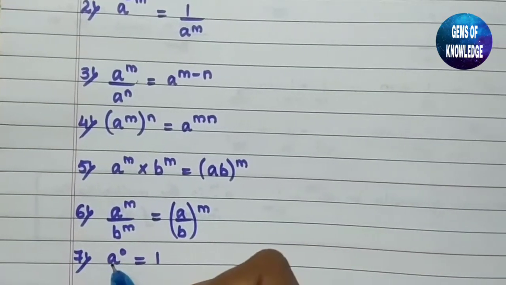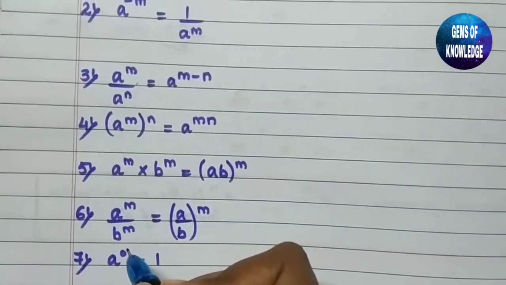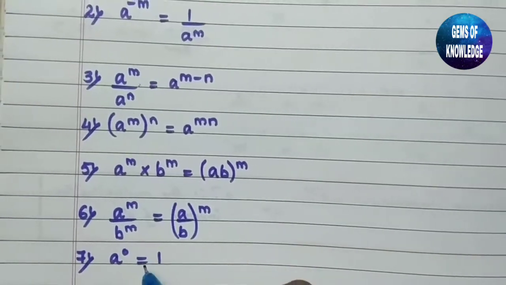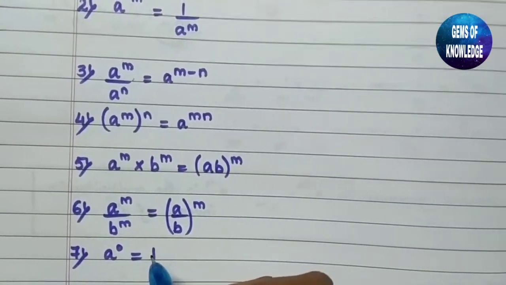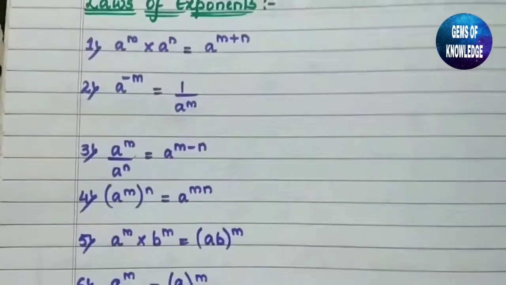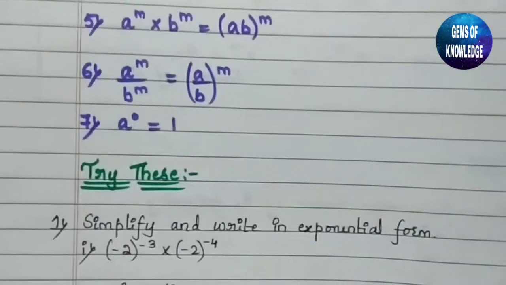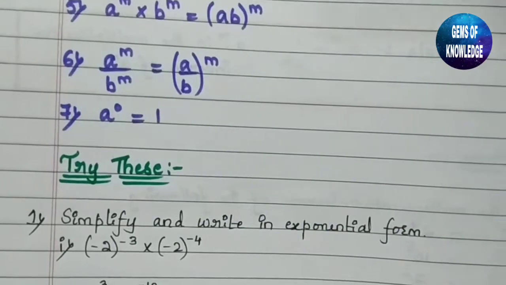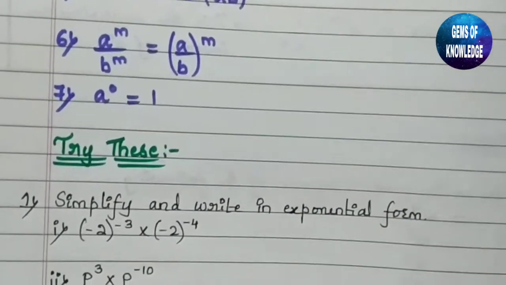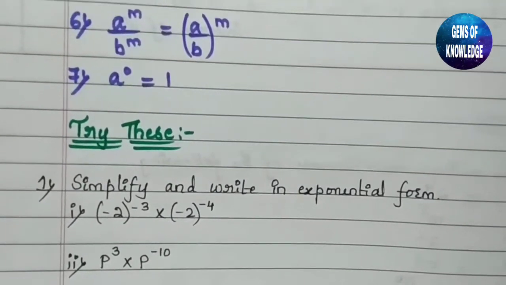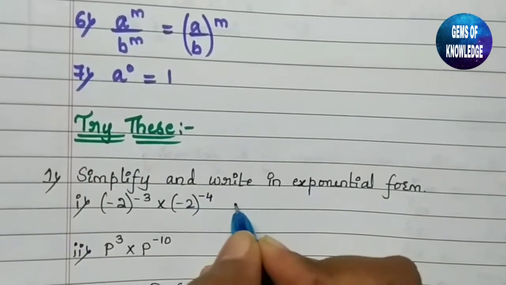And any number when its power is 0 is equal to 1. So these are the 7 laws of exponents. Depending on this, there is a question here. Try this, simplify it and write it in exponential form. So how can you write this?